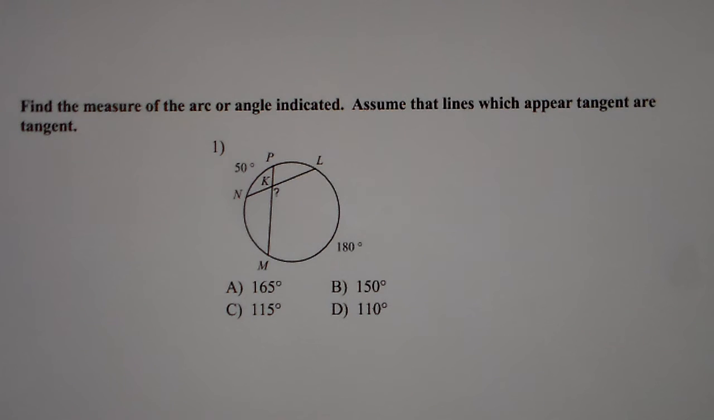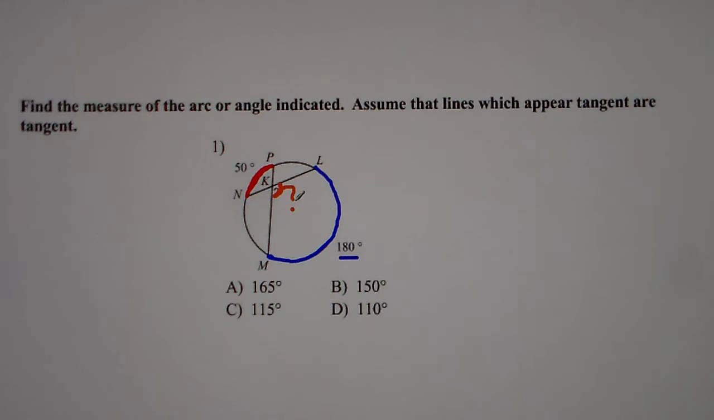Now, to solve these type of problems, PN is an arc, highlighted in red, and LM, the blue arc, is another arc, and that's 180 degrees. The red one's 50 degrees. Now, our goal is to solve for that question mark. Let's solve for that angle. So how do you go about doing it?